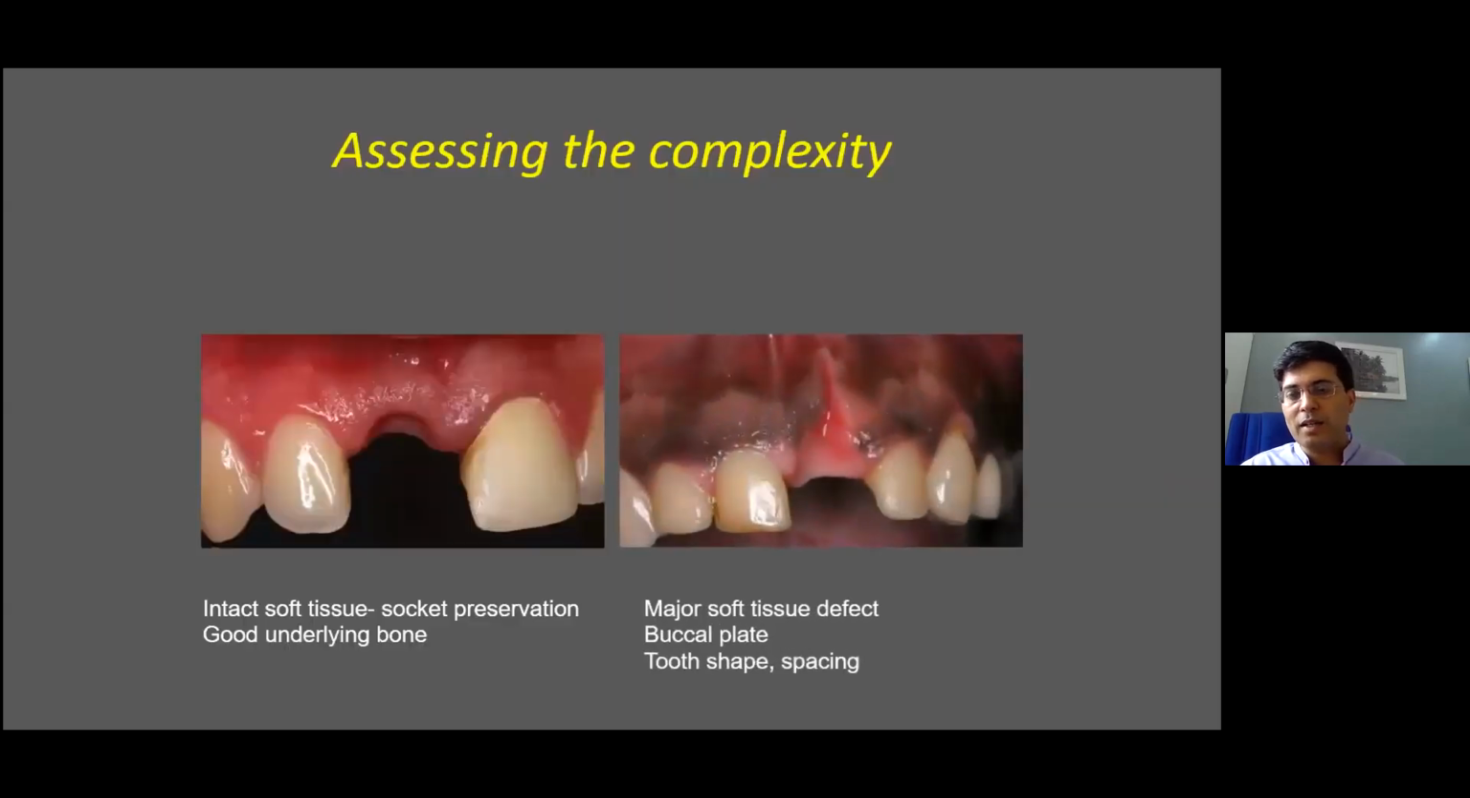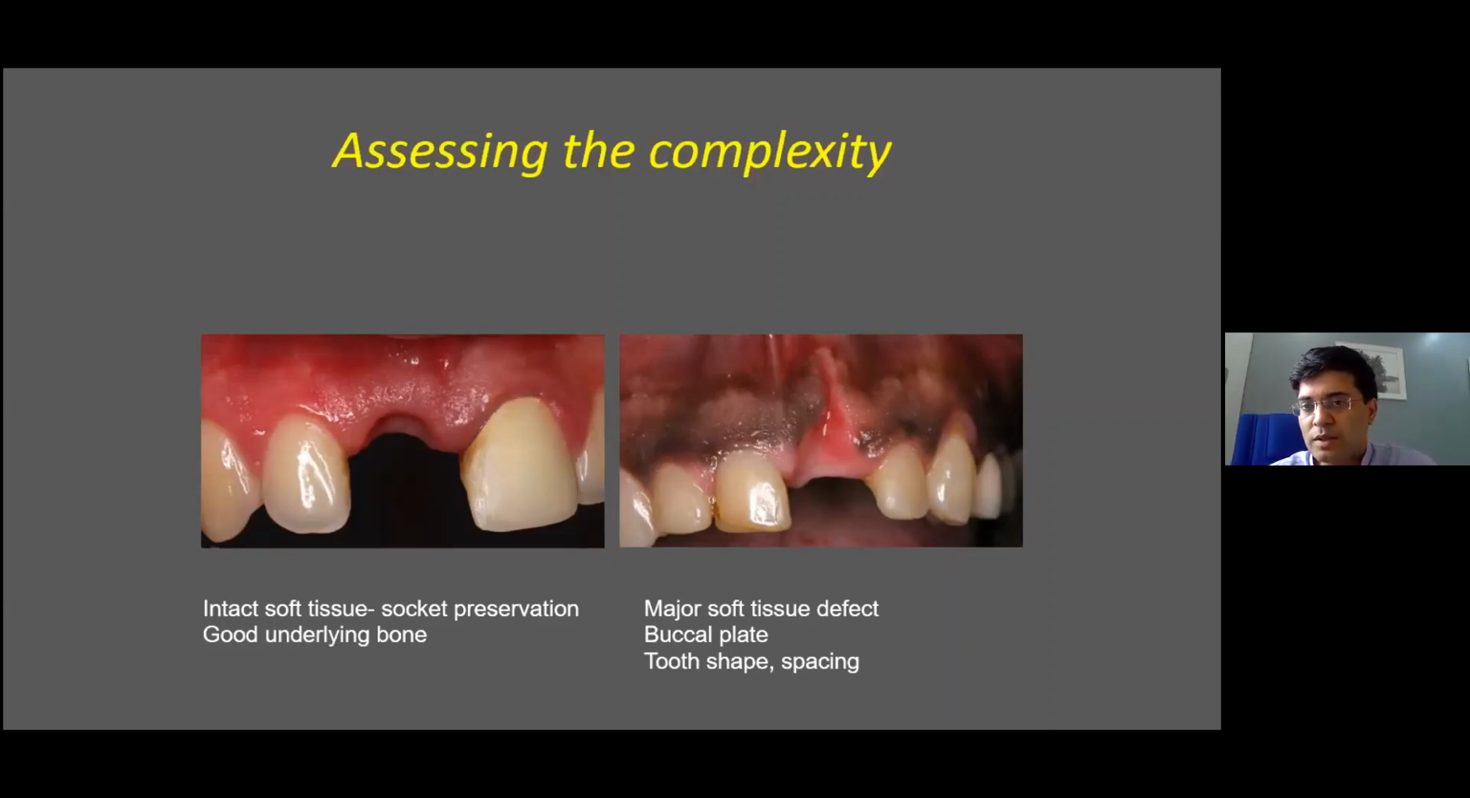When you are looking at an anterior aesthetic zone soft tissue problem, assessing it is very important, and you want to make sure that you have a good understanding of what the underlying bone architecture is. Now, if you compare the two cases you see right here, the case on the left, which seems to have good intact soft tissue, which you have achieved with good socket preservation, and it has good underlying bone, is more or less a slam dunk case for an implant because there already is enough bone, there's already enough soft tissue.